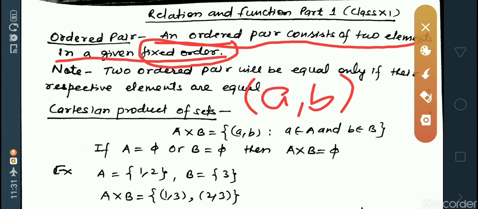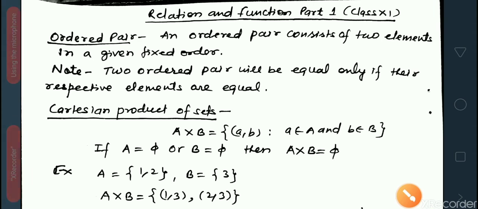As you do this before going to school, you first wear socks, after that you wear shoes, that is also an ordered pair. You cannot first wear shoes and after that socks. So this is the example to understand about ordered pairs.